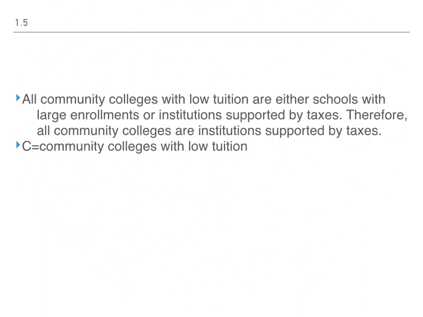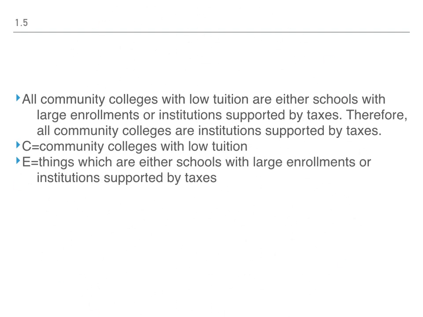And you might say, well, look, I'm just going to use C to stand for community colleges with low tuitions. That's a group of things. There are community colleges, and then there are community colleges that are expensive and community colleges with low tuition. So that's a perfectly fine group of objects. And then you could say, well, look, here's a more complicated group of objects. It's disjunctive. Things which are either schools with large enrollments or institutions supported by taxes. So you can certainly identify that as a category of things.